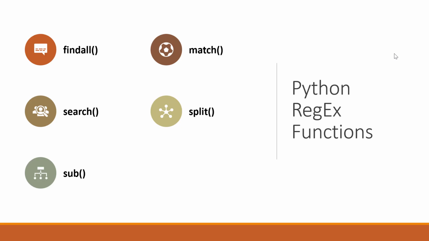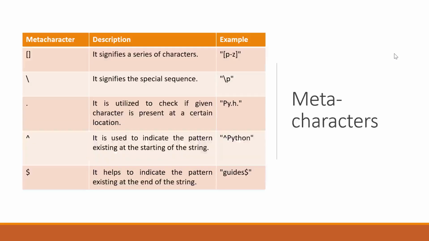After this, we can utilize the split method, which will return a list with the string split into multiple matches. And in the last, we have the sub method, which is utilized to replace one or more matches from a given string. Now we will discuss all these methods in detail further in this video. But before that, we need to understand the meta characters.